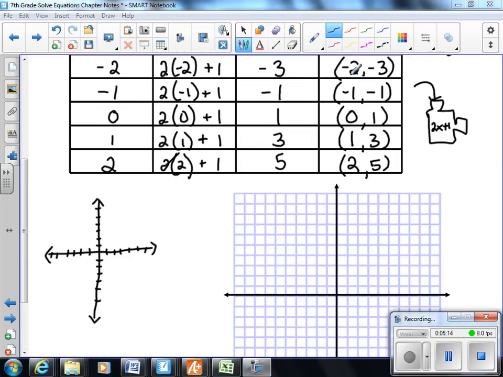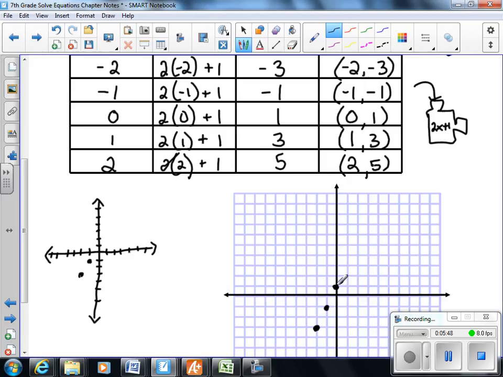Okay, now we're going to plot our ordered pairs. The first one is -2, -3. And which way to go first? Left. I have to get on an elevator first. -2, -3 means I'm going down. 1, 2, 3. Put a dot there. Okay, we'll go to the next one. -1, -1. Go to the left one, down 1.